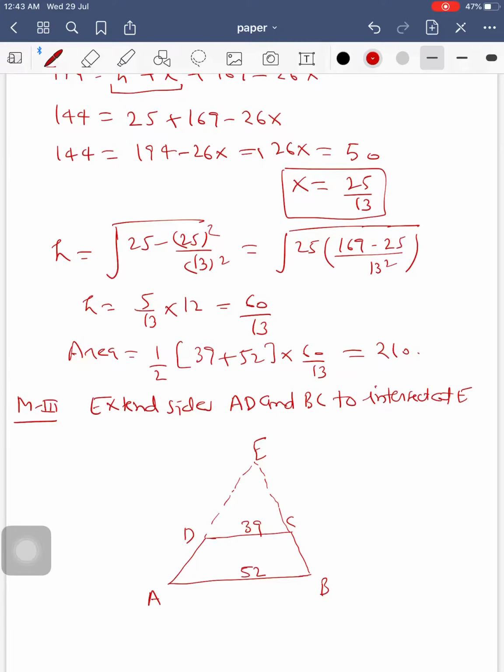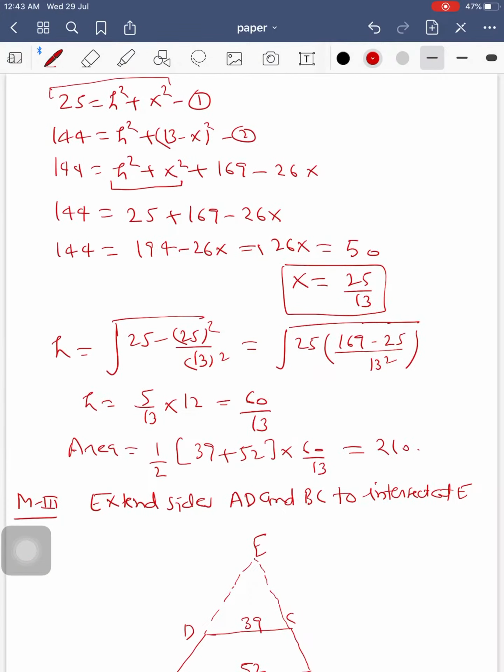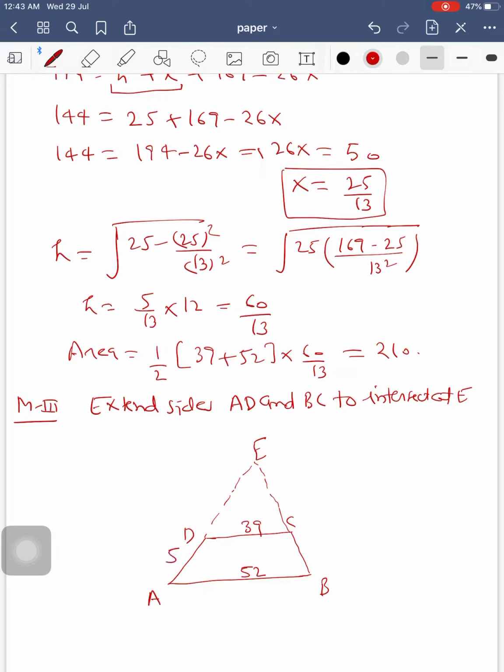DC is 39, AB is 52, AD is 5, and BC is 12. Suppose DE is x and EC is y. Since triangle EDC is similar to triangle EAB, we can write x upon x plus 5 equals 39 upon 52 equals y upon y plus 12.